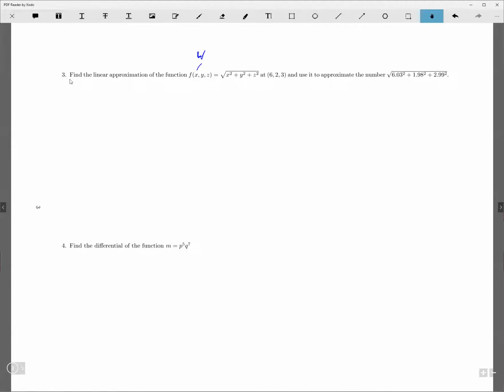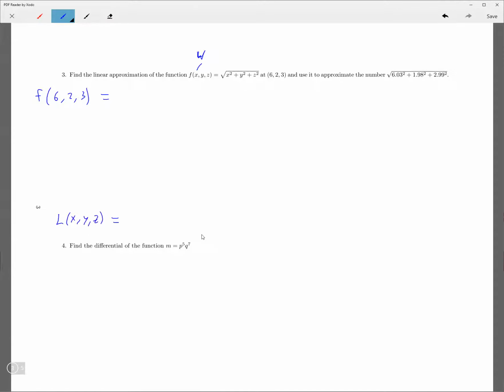So we're doing it at this point right here. So the first thing to do would be to calculate f of the point. That's going to be what goes on the front of the equation. Okay, so we can do the linearization there. After 6, 2, 3, that's going to be the square root of, and square each of these, so that's 36 and 4 and 9. So it's the square root of 49, that's 7. Okay, so good. We're leading off with 7.